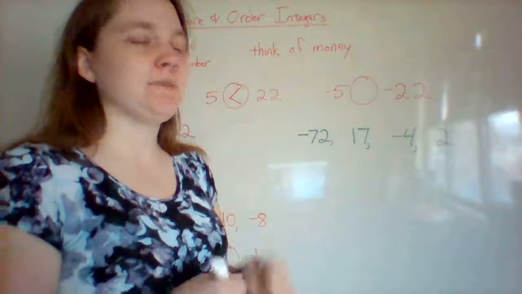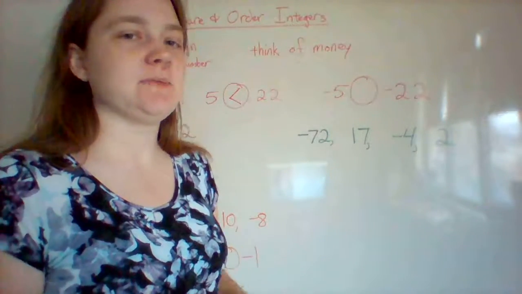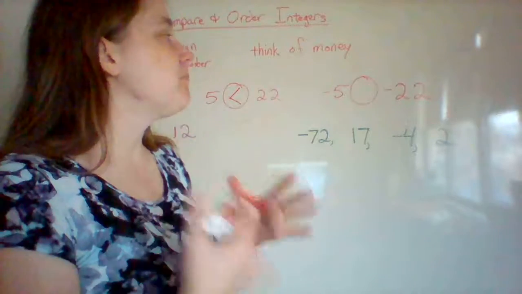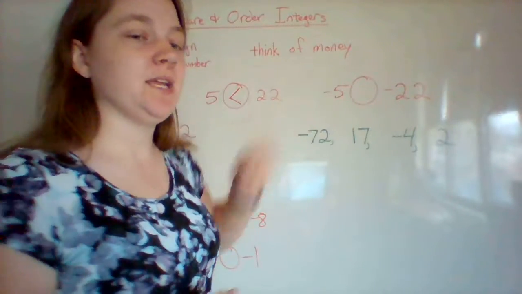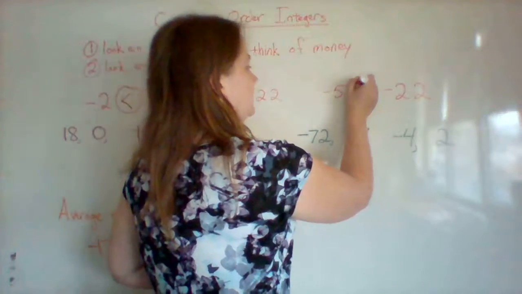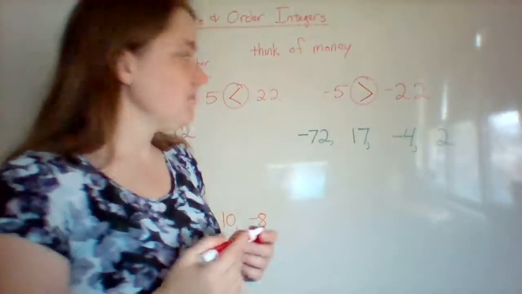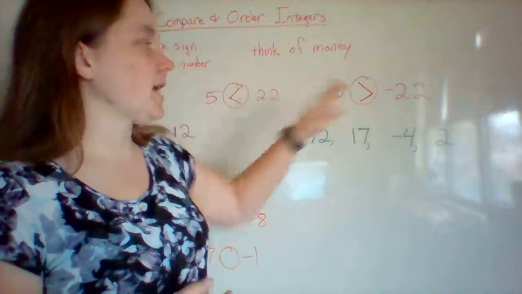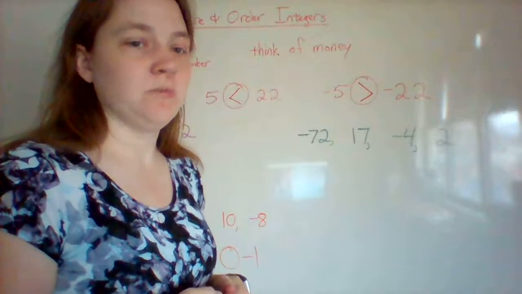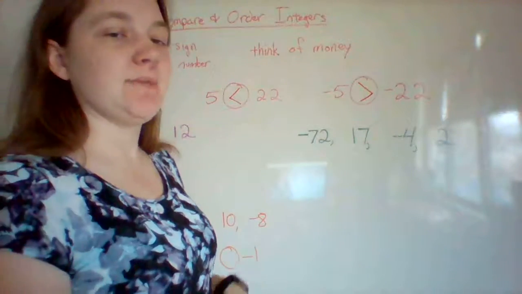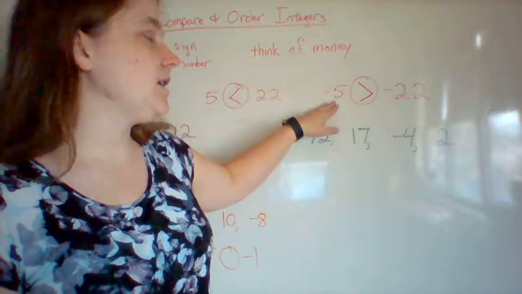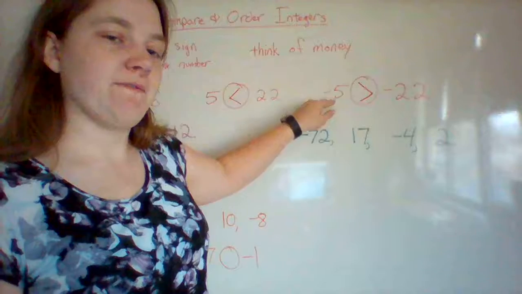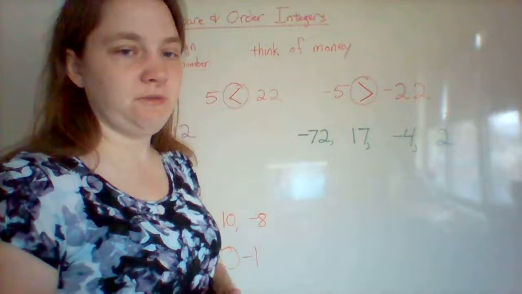I know how tempting it is to want to give me more money to be able to do more stuff in class, but that's not the way life works. So you'd still want to owe me negative $5. So negative 5 is greater than negative 22. We looked at the signs, they were the same, and then we went to compare the actual numbers. You can also think about height in here. Would you rather be 5 feet under or 22 feet under?